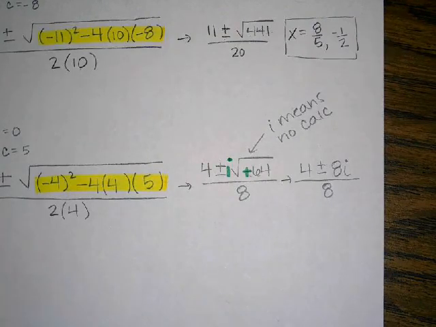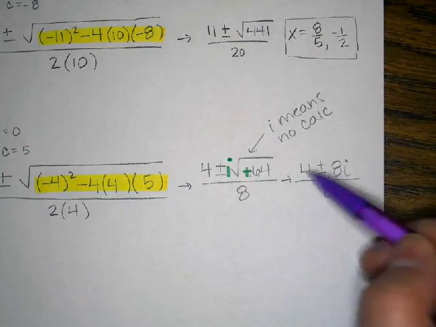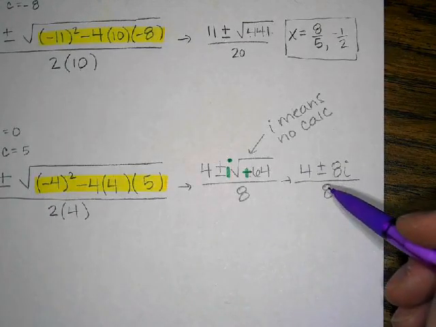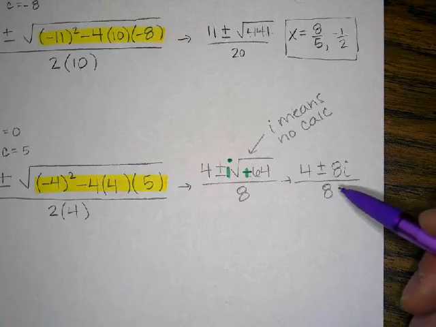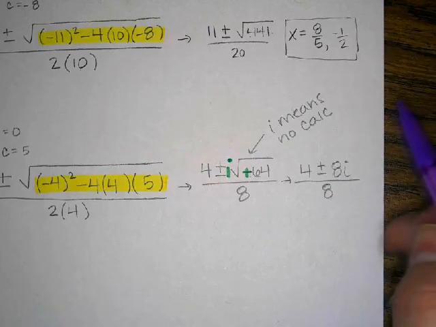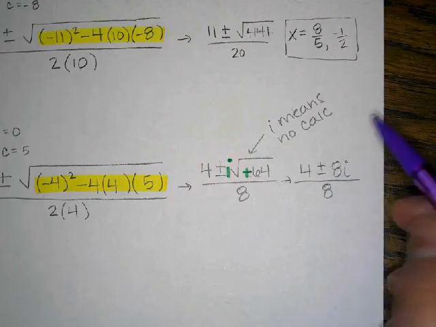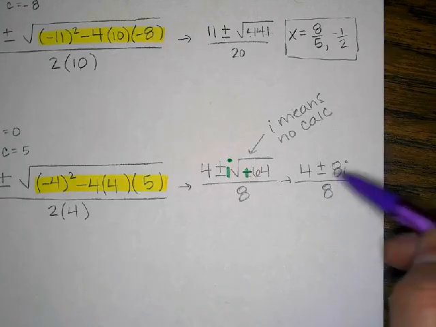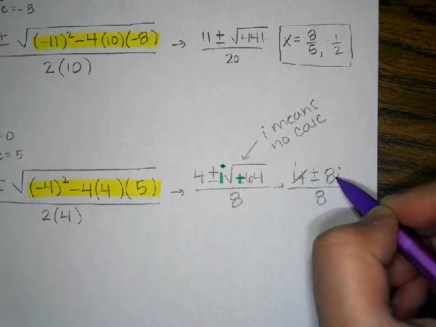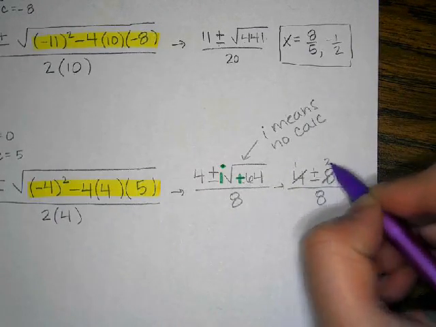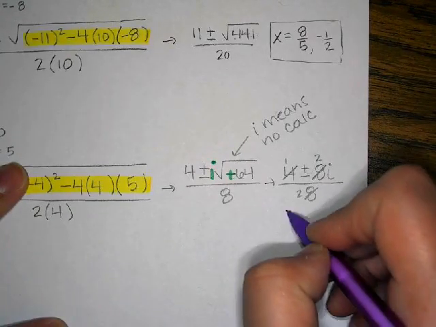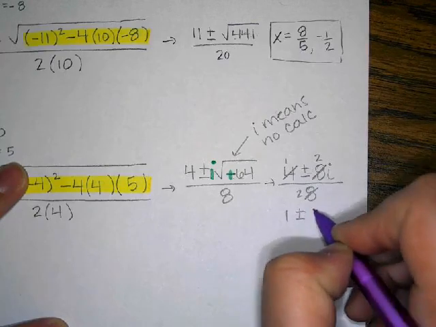Now, if you look at all these numbers, what do you notice about them? They're all even. What else do you notice about them? 4, 8, and 8. They're all divisible by 4. So we're going to divide them by 4 so that we can reduce this problem. 4 divided by 4 is 1. 8 divided by 4 is 2. And the other 8 divided by 4 is also 2. So our final answer for this one is 1 plus or minus 2i divided by 2.